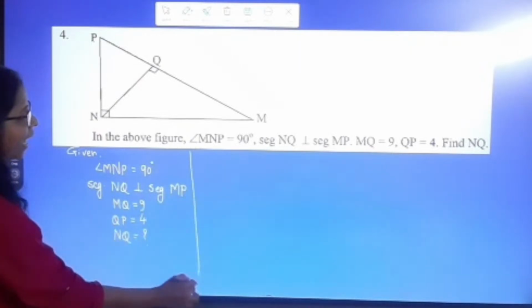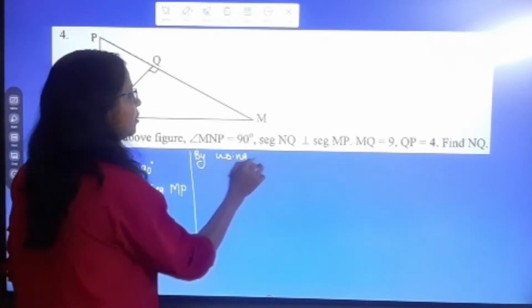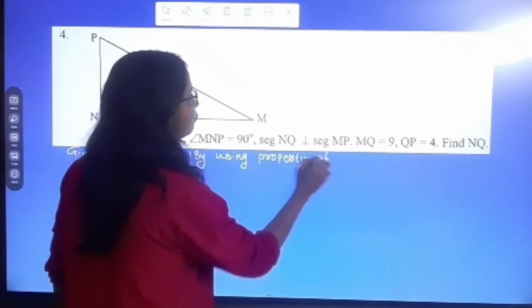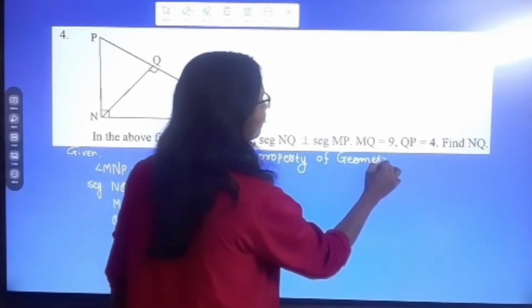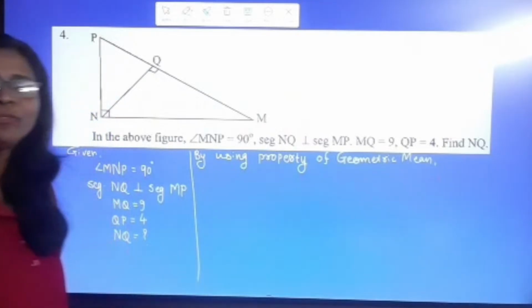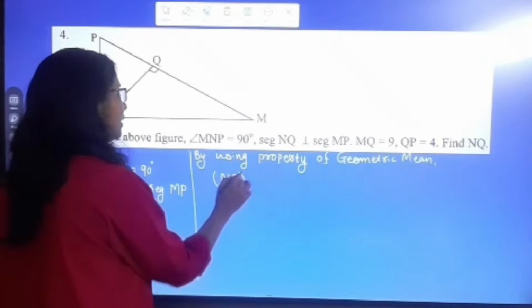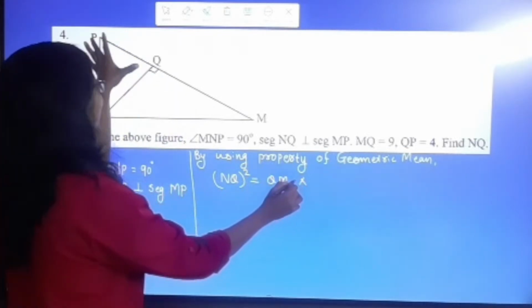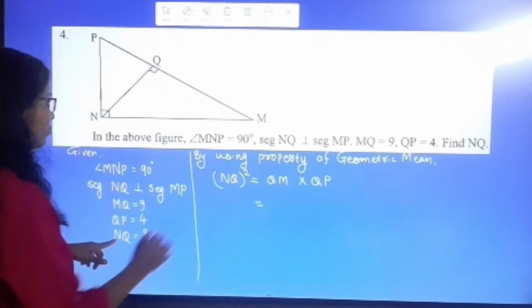Okay student, then I write down, by using property of geometric mean. So what is the property of geometric mean? So students, that altitude, that means NQ square is equal to MQ multiply QP. Okay, so now substitution here. So here NQ we have to calculate.